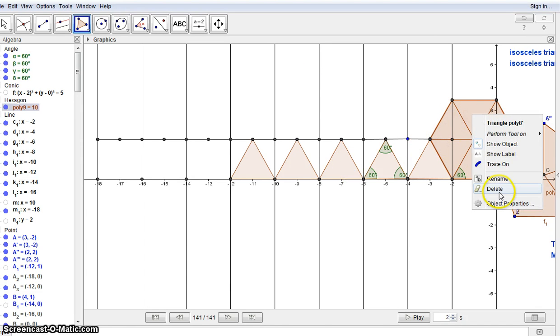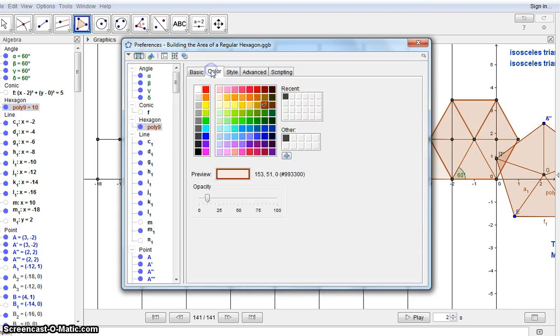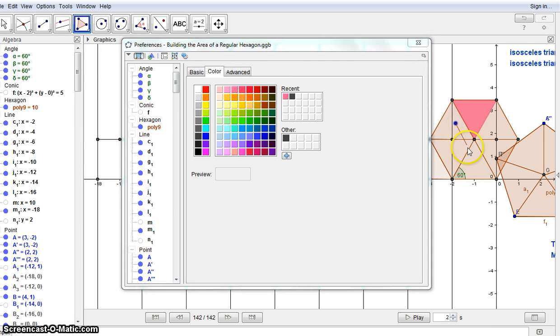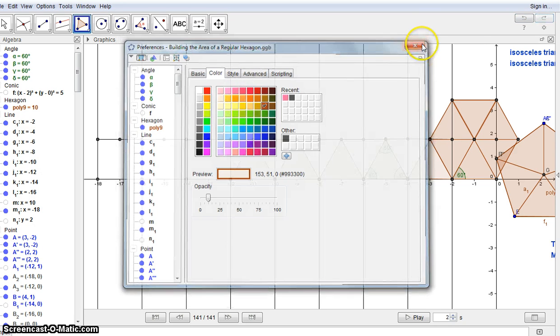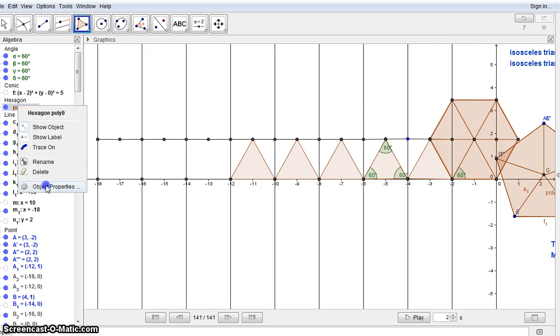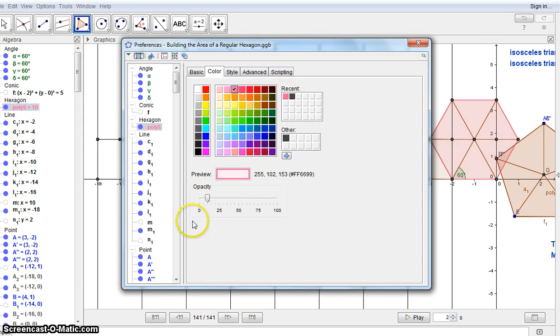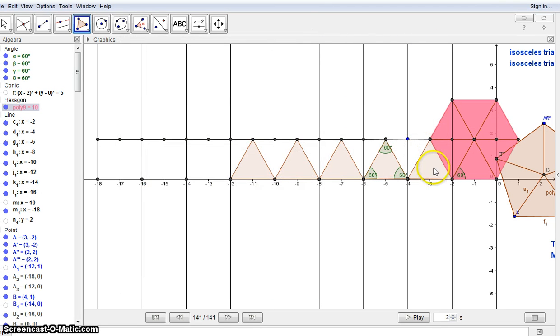Let's change the color of this guy so it shows up a little differently. Not what I wanted to do. So what I really want to do is change the color of the whole polygon. So right click on it over in the algebra bar and change the color of the whole polygon. Okay. Now 1, 2, 3, 4, 5. I'm going to make a couple more of these. Reflect about a line.